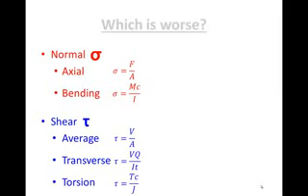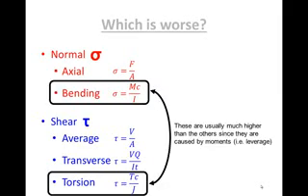Which of all these stresses are worse? If we have a complex loading condition on a beam, we don't want to have to calculate the stress in every element in the beam. So it would be wise for us to understand which stresses are worse so that we can look at those areas and ignore the other areas that would clearly not be so bad. Bending and torsion are usually much higher than the other stresses since they are caused by moments or leverage.